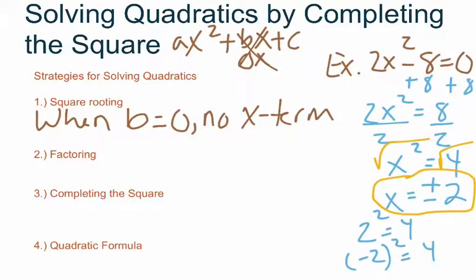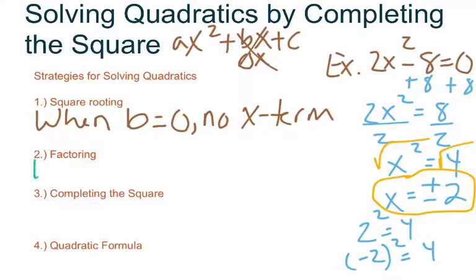That's what it looks like with the square rooting strategy. You can use it when b equals 0. I want you to be aware of it. When you do see an equation where b is equal to 0, you're of course more than welcome to use it. Factoring is the second strategy, and we've already covered that. That's a strategy that is often used. It is a must-have skill. I know students tend not to like it, but it is a must-have skill.